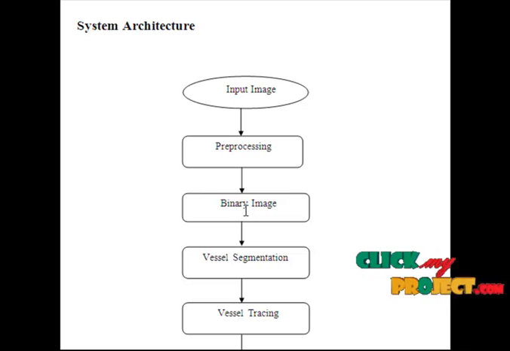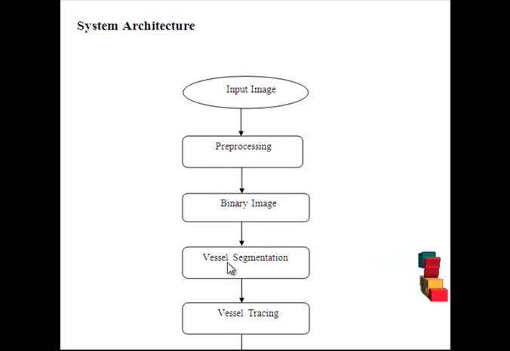After the color channel, it is passed to the morphological function. By the use of the morphological function, it is converted into a binary image. After converting to binary, it is passed to the vessel segmentation. In vessel segmentation, here we eliminate non-vessel regions from the segmented binary image. By the use of morphological operation, we eliminate the non-vessel pixel region.